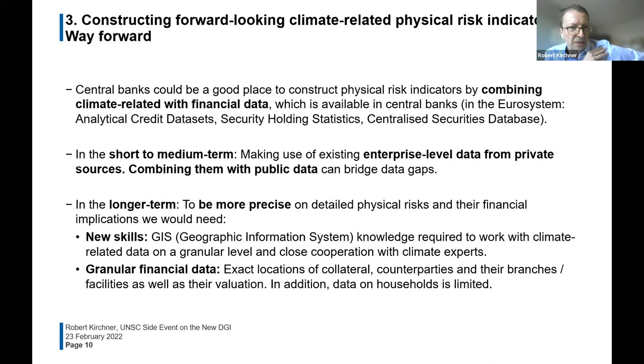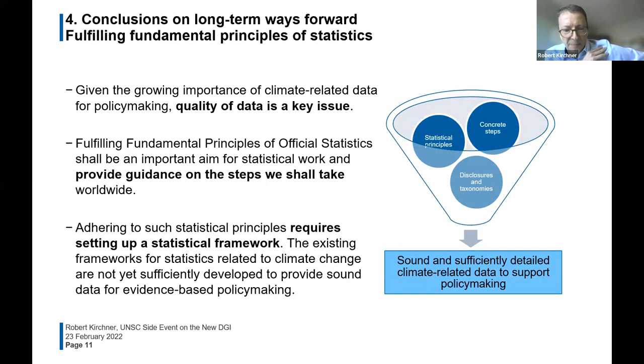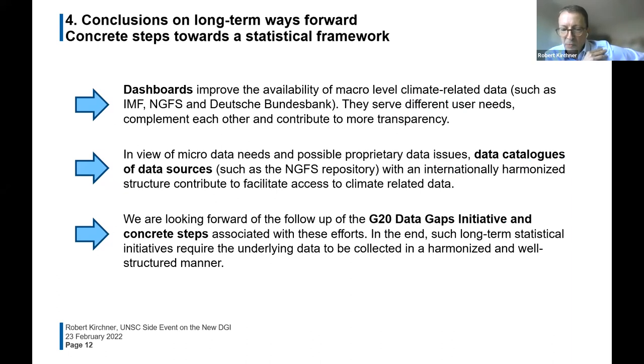So I think what we have seen so far is, on the next slide, yes, exactly, that given the growing importance of climate-related data for policymaking, quality of the data is a key issue. Fulfilling the fundamental principles of official statistics gives, I think, good guidance. We need a statistical framework covering statistical principles, concrete steps, also taking into account the foreseen disclosure initiatives and taxonomies in order to prepare sound and sufficiently detailed climate-related data to support policymaking. In the last slide, I think, what are the concrete steps? Dashboards are already available to improve the availability of macro-level climate-related data, such as offered by the IMF, NGFS, and also the Deutsche Bundesbank.